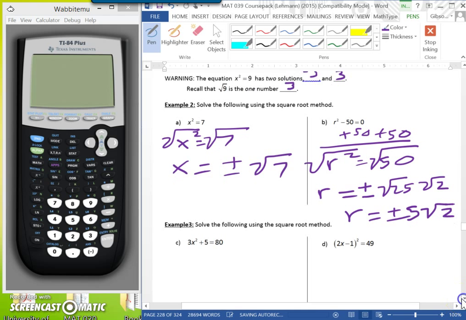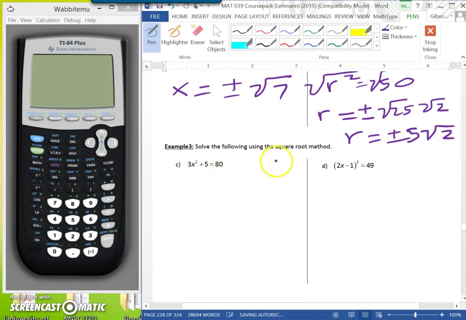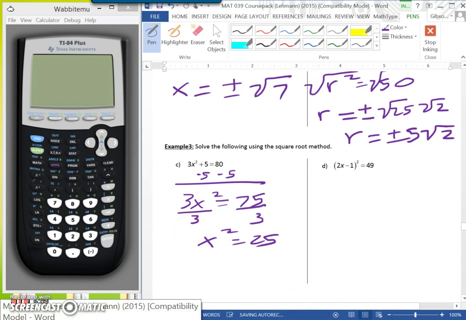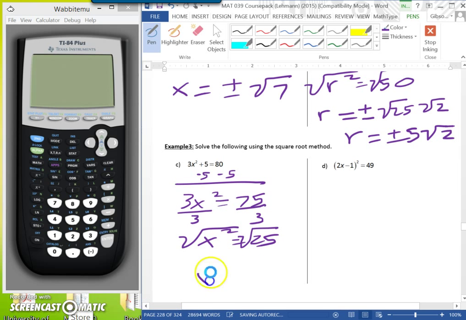Now we come down here to example 3. It says solve the following using the square root method. Now this requires us to do a little bit more work, but we can handle it. We will first subtract 5 on both sides, so we have 3x squared is equal to 75. Then we will divide each side by 3, and we will have x squared is equal to 25. Now we would take the square root of both sides. The square root of x squared gives us x equals plus or minus the square root of 25, which is 5. So x is positive or negative 5.